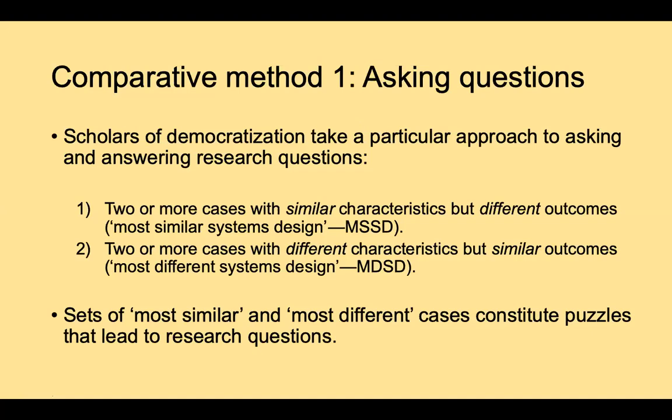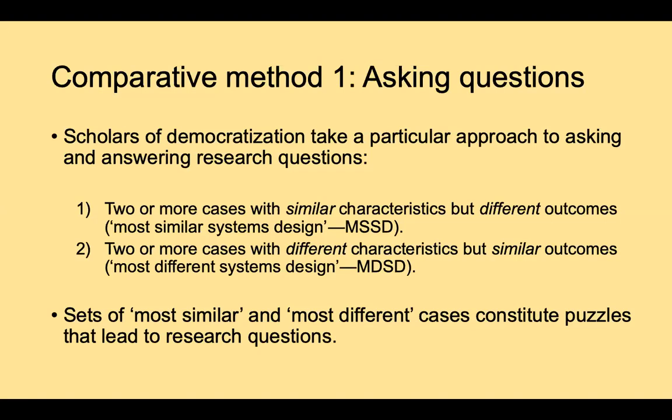The first approach we call a most similar systems design. And this is where we choose two or more cases that have similar characteristics, but different outcomes. And so maybe they have similar social, economic, and political and historical features, but one country transitioned to democracy and one country did not. That's an example of a most similar systems design.